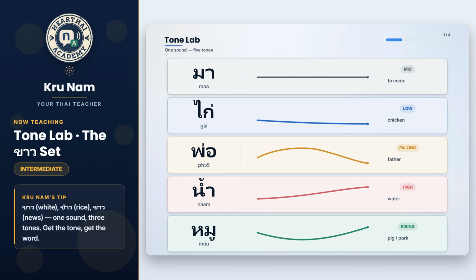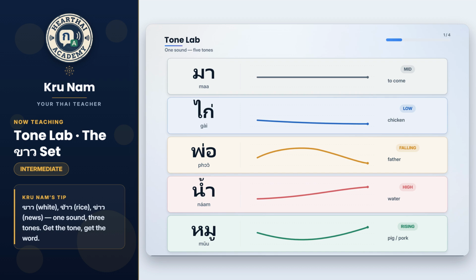That's why tone matters so much. Get the melody wrong and you've said a completely different word. But here's the encouraging truth. You already use these melodies in English. You just spread them across a whole sentence instead of onto one word. Say, really? With your voice lifting. And that's a rising tone. A flat board, fine, is close to a mid-tone. Thai just packs that melody onto a single syllable, so your ear can already do this. We only have to train it to notice.